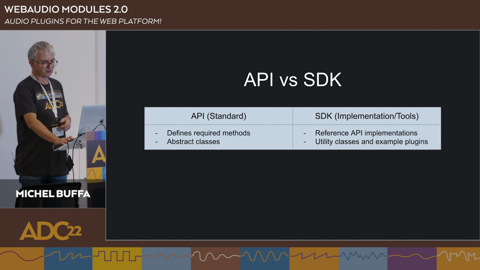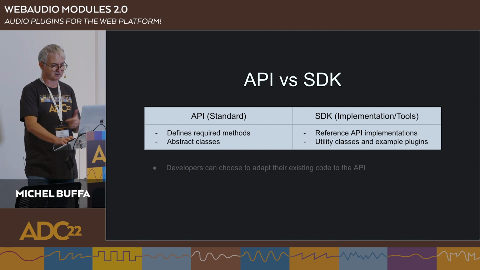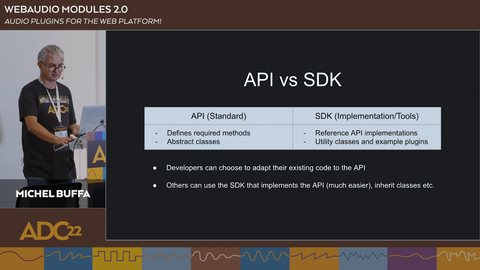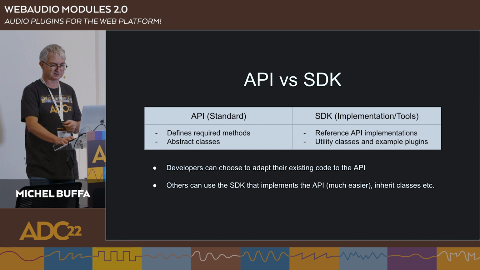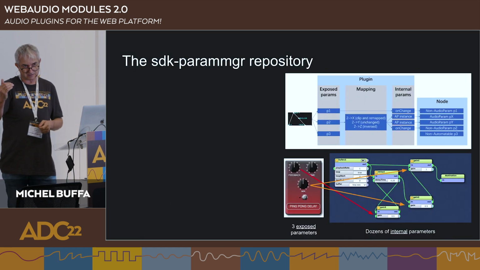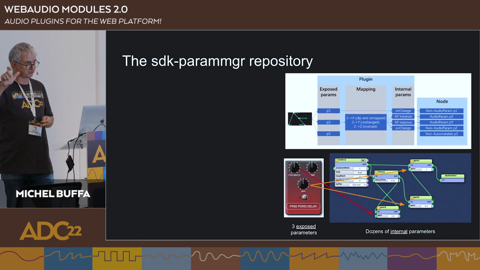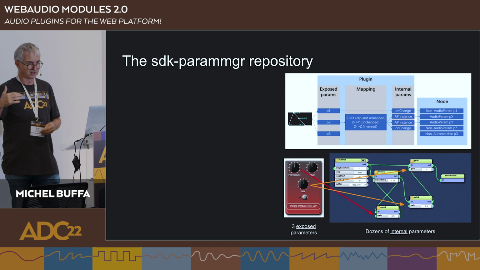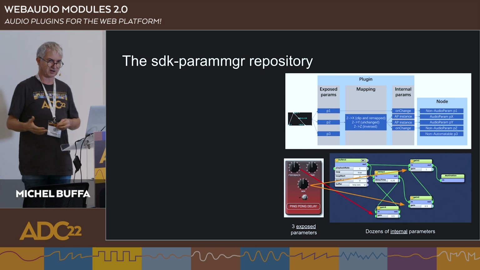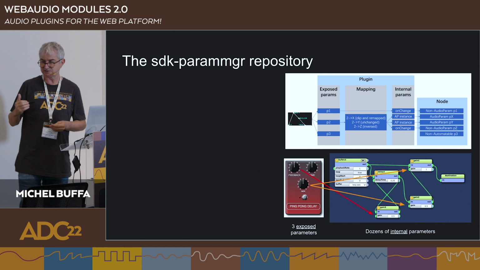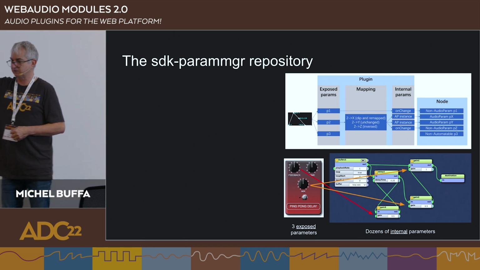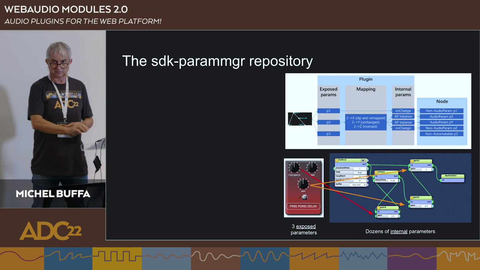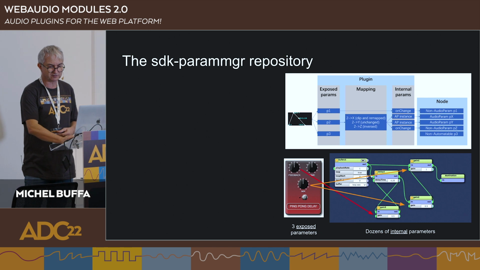So having the API separated from the SDK, as I told, is interesting for developers. You can choose to adapt directly your existing code, and the others can use directly the SDK. And the SDK is in 2 parts, and the second part is not mandatory to use, but you may want to benefit from parameter automation, in particular if your plugin is made of an audio graph, because in an audio graph each node has its own set of parameters.